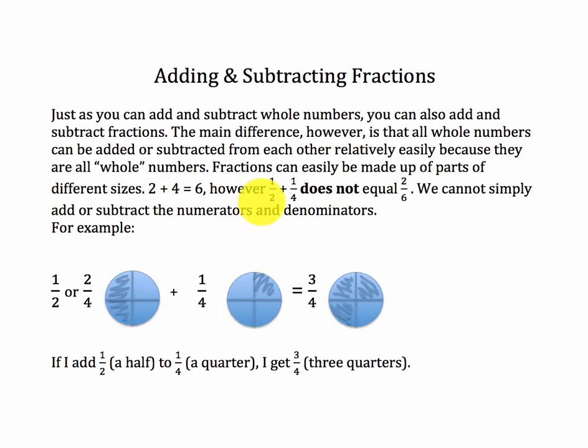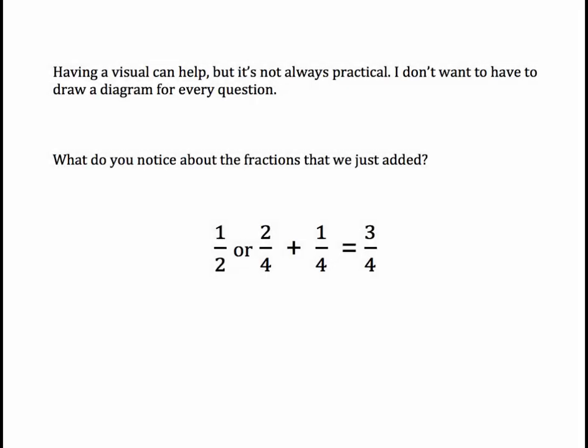So if I have 1/2, here's this picture that represents 1/2. 1 out of 2 sections are shaded in. And if I add 1/4 to it over here, if you just imagine taking this little section and bringing it over to here, we're combining them, we're adding them together, it will look like this, which is 3/4. Now, having a visual like that, having those diagrams can help, but it's not always very practical. We don't want to have to always draw a diagram for every single fraction question. So if we look at just the fractions, 1/2 plus 1/4 equals 3/4.